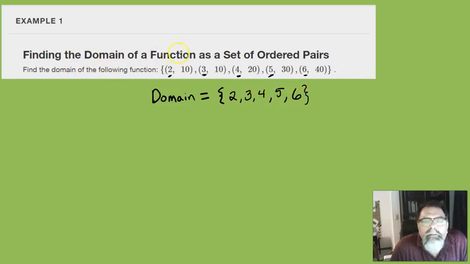Now, this didn't ask you to identify the range, but just to review, the range is the set of the output values for each of these ordered pairs. So that'll be the 10, 10, and remember, when you do roster notation, you don't have to write the repeats. So 10 and 10, just write 10, and then the 20, 30, and 40. So that's the range. But again, the question just wanted the domain, so just the first part.